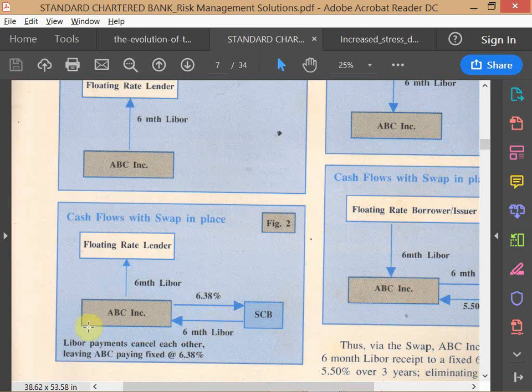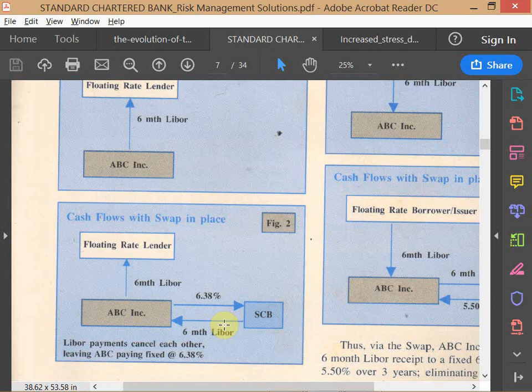So every 6 months, they will figure out what the 6-month LIBOR fixing is. And 6 months from that date, they will have to exchange cash flows. SCB will receive 6.38% fixed, and ABC will receive whatever the 6-month LIBOR fixing was 6 months ago. Is everyone clear about this? This is how the system works. Because this is a pure interest rate swap, this business will go on. It's a 5-year transaction, so it will go on for 5 years. After 5 years, it will stop. So every 6 months, they will exchange cash flows.